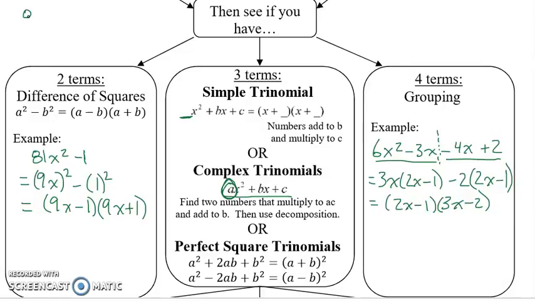Our example here will be 8x squared minus 24x plus 18. You look at this, and if it's a perfect square, we need to be able to write the first term as the square of something, and the last term as the square of something. And so you might look at that and go, well, that's not a perfect square. But what do we always do first? We always begin by common factoring. And I can take a factor of 2 out of all of these terms.